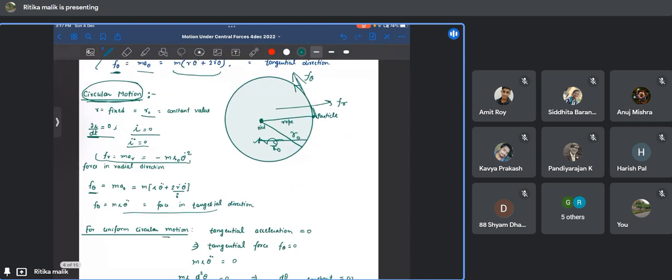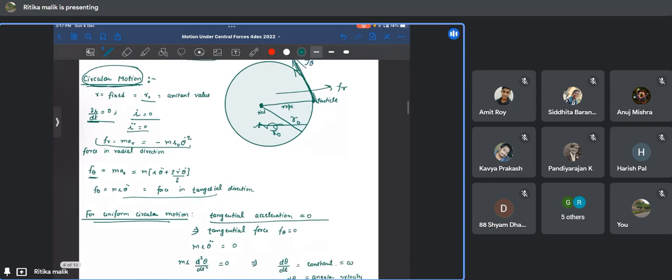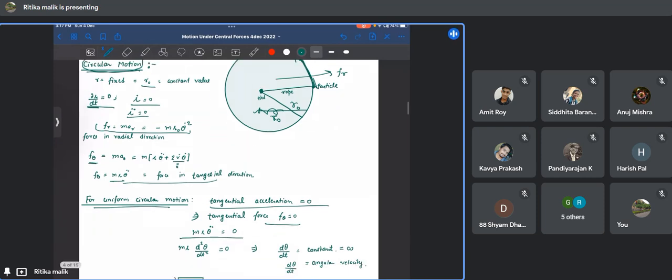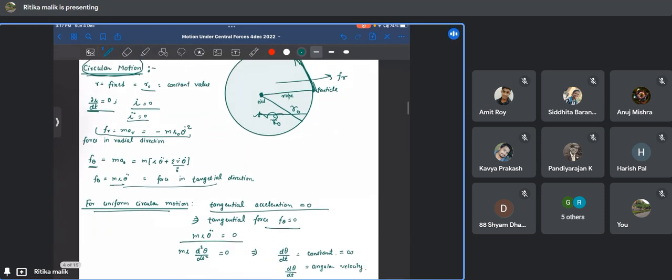And for the case of uniform circular motion, you do not want any acceleration when it is moving in the circular direction. So you want that there will be no tangential component of force when it is moving in the circular direction. So you put your F theta as zero. In that case, your m r theta double dot term will become zero. So this is the condition for uniform circular motion.